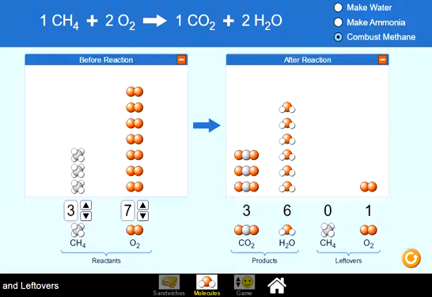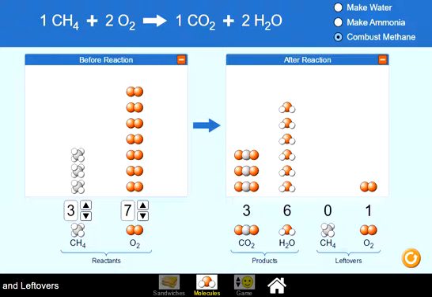And so therefore, how many times am I going to actually run the reaction? Well, 3 times, because based on the amount of methane, CH4, I can only run it 3 times, and based on the amount of oxygen, I can only run it 3 times. So therefore, I'm going to run this reaction 3 different times.